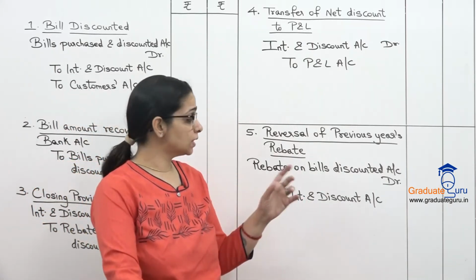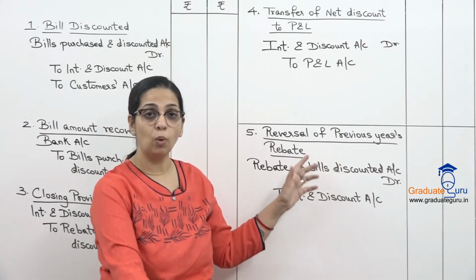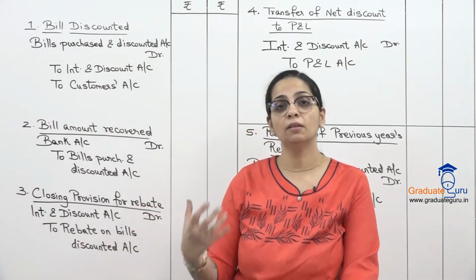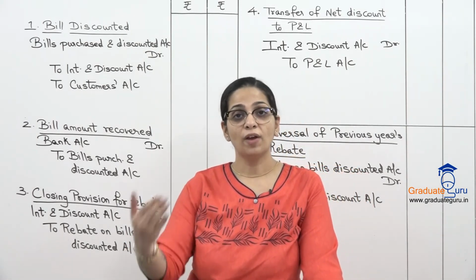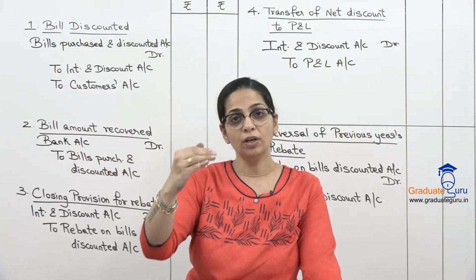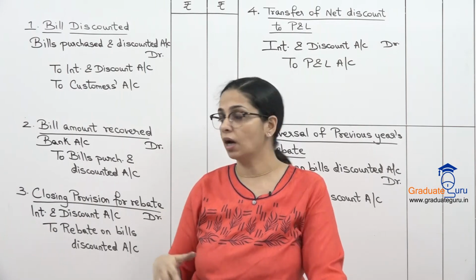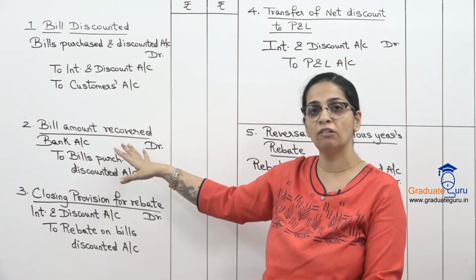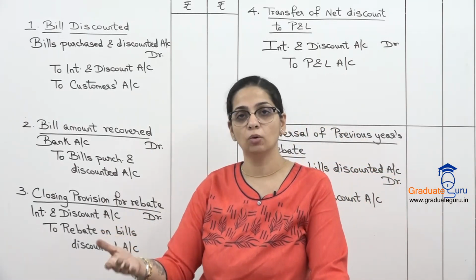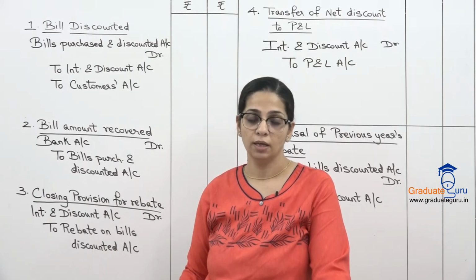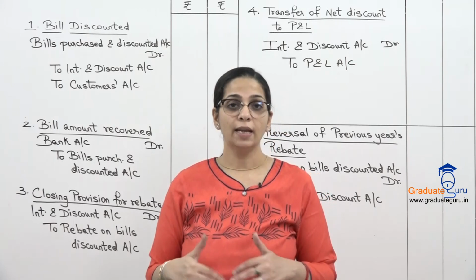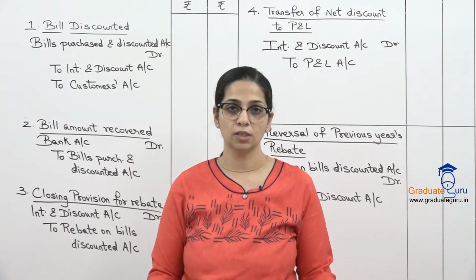So sometimes your sum will start with this entry. Why? Because sum में दिया होगा that last year में हमने इतना rebate create किया था. So when I begin the sum, I will reverse that last year's rebate. Then I will go on with my normal entries for the current year, that is bills discounting, receiving the amount and all. And finally जो उस साल का closing rebate होगा, for that again I will pass this entry. Okay, so take down these entries. I wind up the session over here. Next session we'll be doing some sums based on this concept. Thank you.